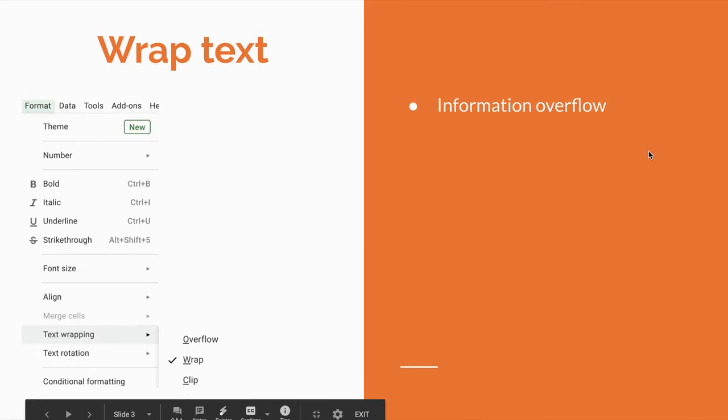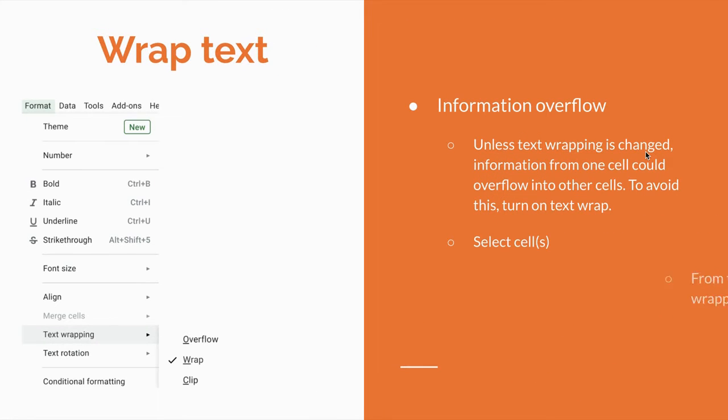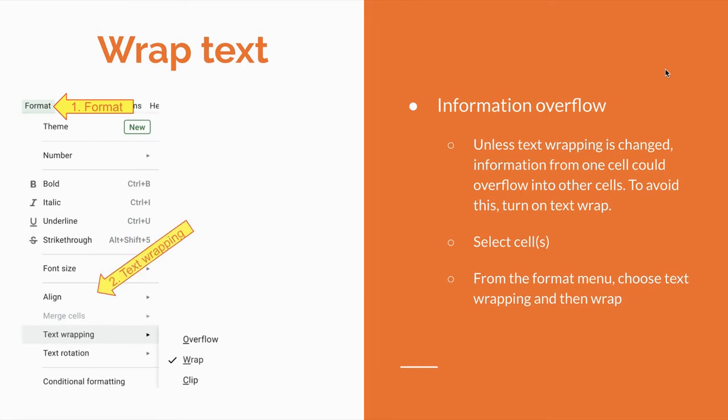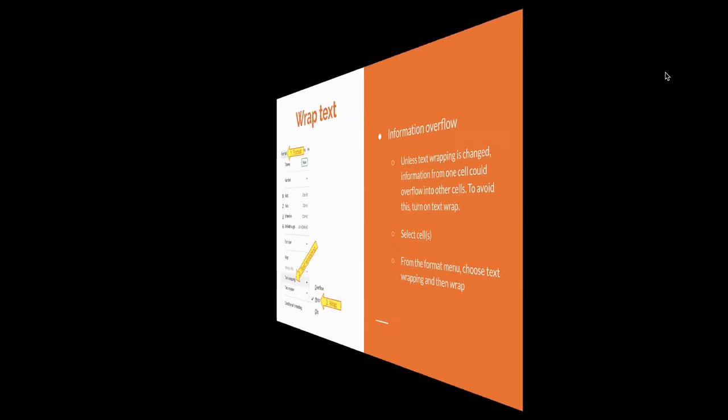First off, wrapping text. Select the text that you want, and then you can click on the Format menu, then Text Wrapping, and then change Overflow to Wrap. If you don't do this, your text may spill over into other cells and look very messy. There are times you might want to use Clip, but that would be rare.